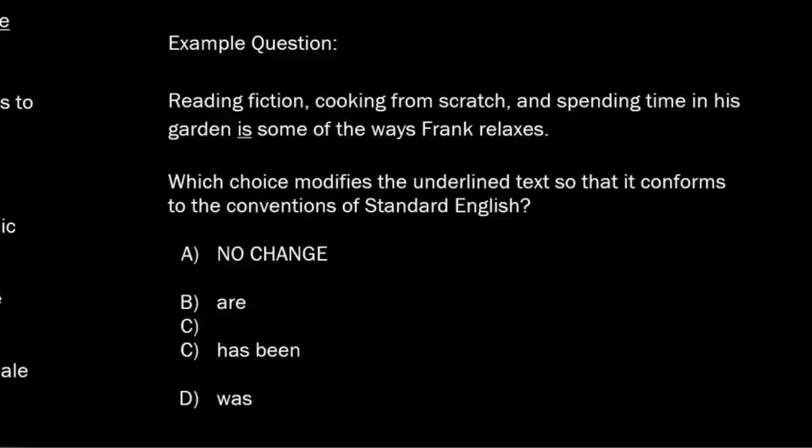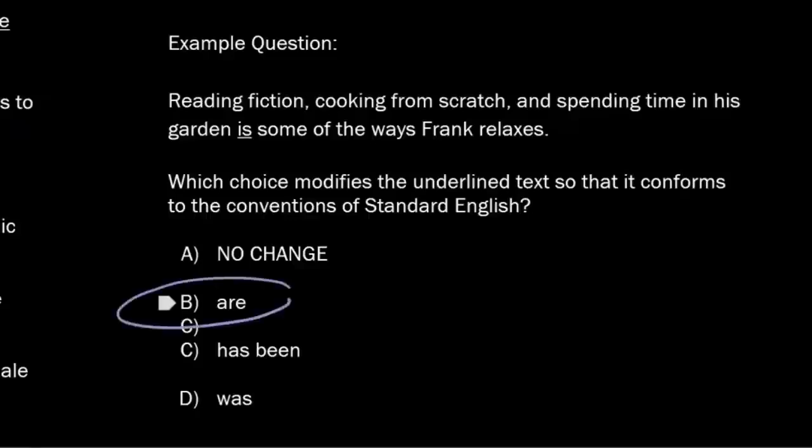Now let's take an example question here. Reading fiction, cooking from scratch, and spending time in his garden is some of the ways that Frank relaxes? No, that doesn't make sense. Just think about it in your brain for a lot of these verb questions. Does that make sense? Is that the right grammar? If you are an international student and these conjugations are a little tough for you, try looking up some sort of conjugation chart and memorize that before you go any further with your subject-verb and verb agreement. But the answer here is B.